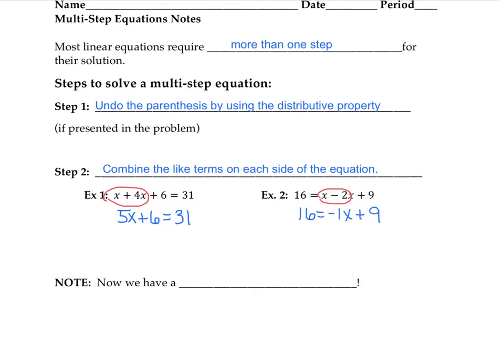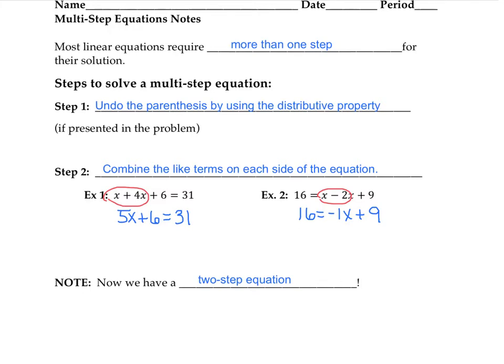So what do you notice in both example 1 and example 2? What kind of equation do we have now? We now have a two-step equation. And therefore, we're going to follow the steps for a two-step equation after we've completed step 1 and step 2, getting rid of the parentheses and combining your like terms.